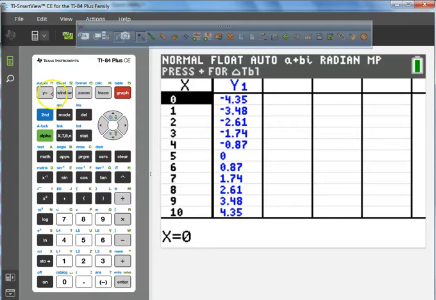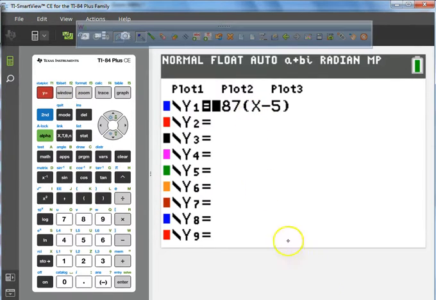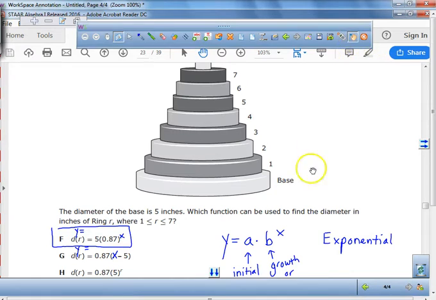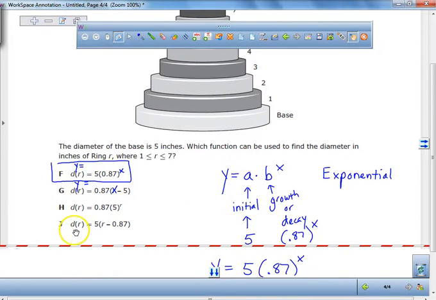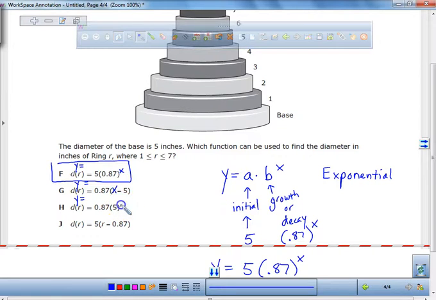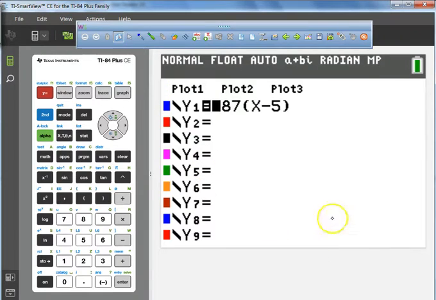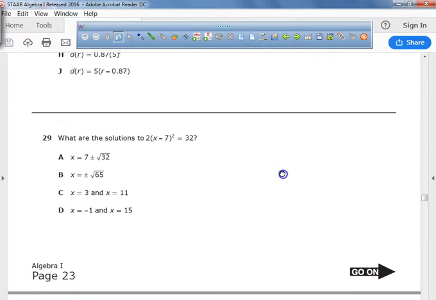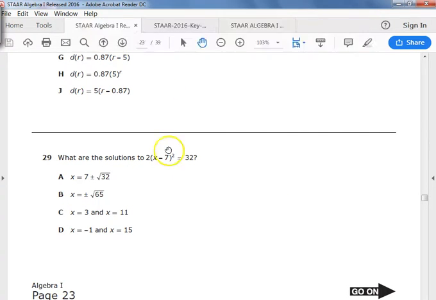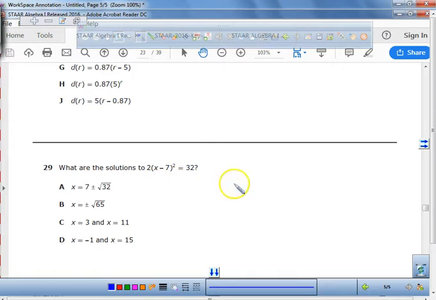So if you remember, you can change all of these to y equals, since these are in function notation. So wherever you see d of r, what do you replace that with? You replace it with y. And then you replace anything where there's an r with an x. Okay? Now this is a growth factor. You'll notice that this is saying it starts out with 0.87 and everything gets multiplied by 5. So this is a growth factor. Okay? So I'll stop talking about that one. Moving on down. Ooh, what are the solutions to this? Now, I'm going to show you how to do it by hand.